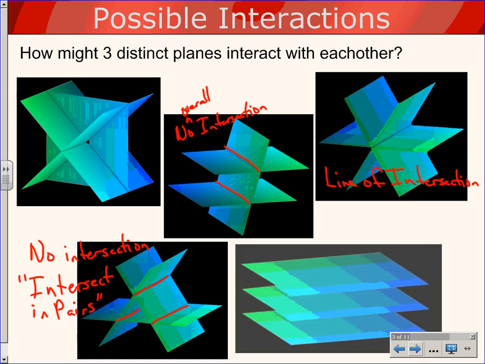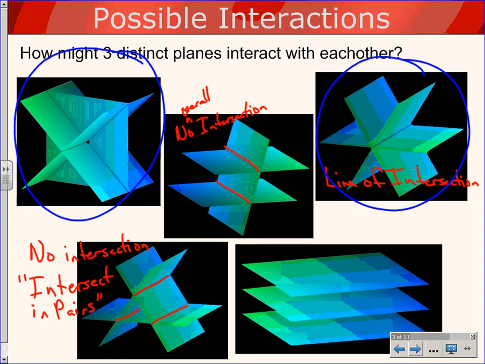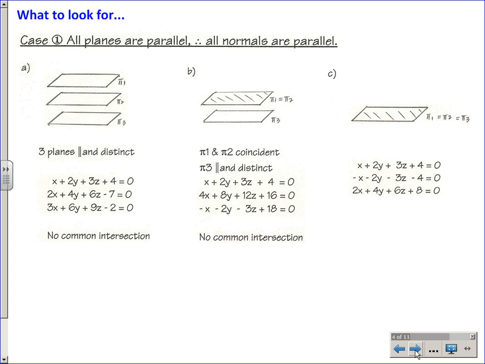And here's our third really boring case. These are all distinct, right? None of those planes are the same. They're all parallel though. So that would be like floor, ceiling, second floor ceiling, I suppose. Three parallel planes, they never intersect. So the only ones that actually have an intersection are this one and this one. Those are the only two cases there where we'd be actually finding an intersection.